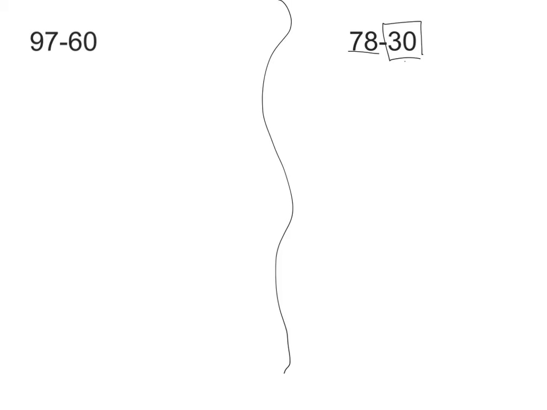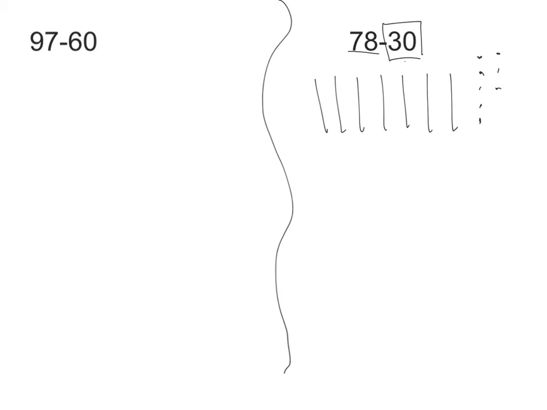Well, actually, let's start with a model. So I'm going to go ahead and draw 78. 1, 2, 3, 4, 5, 6, 7. 1, 2, 3, 4, 5. 1, 2, 3, should be 8. All right, so now I have 78 in quick tens and ones. Pause the video and make 97 quick tens and ones. Start the video again when you're ready to continue.